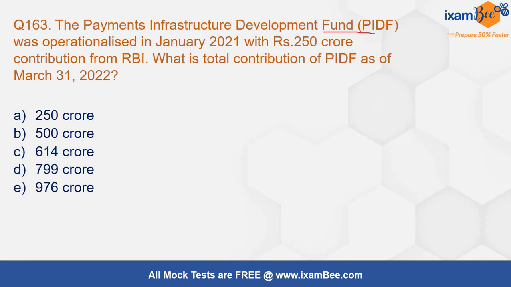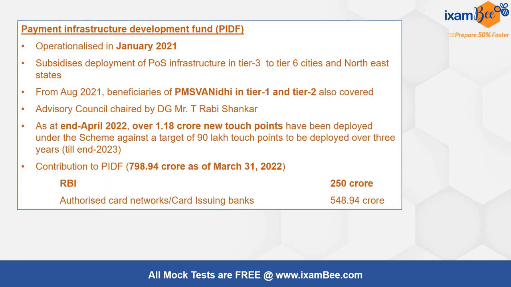Payment Infrastructure Development Fund was operationalized in January 21 with 250 crore contributed from RBI. What is the total contribution of PIDF as on March 31st, 2022? It is 799 crore, and with this fund, payment is subsidized in tier 2 to tier 6 cities and northeast states. Then beneficiaries of the PM Svanidhi in tier 1, tier 2 are also covered. At the end of April 2022, 1.18 crore new touch points have been deployed under the scheme, against a target of 90 lakh touch points.